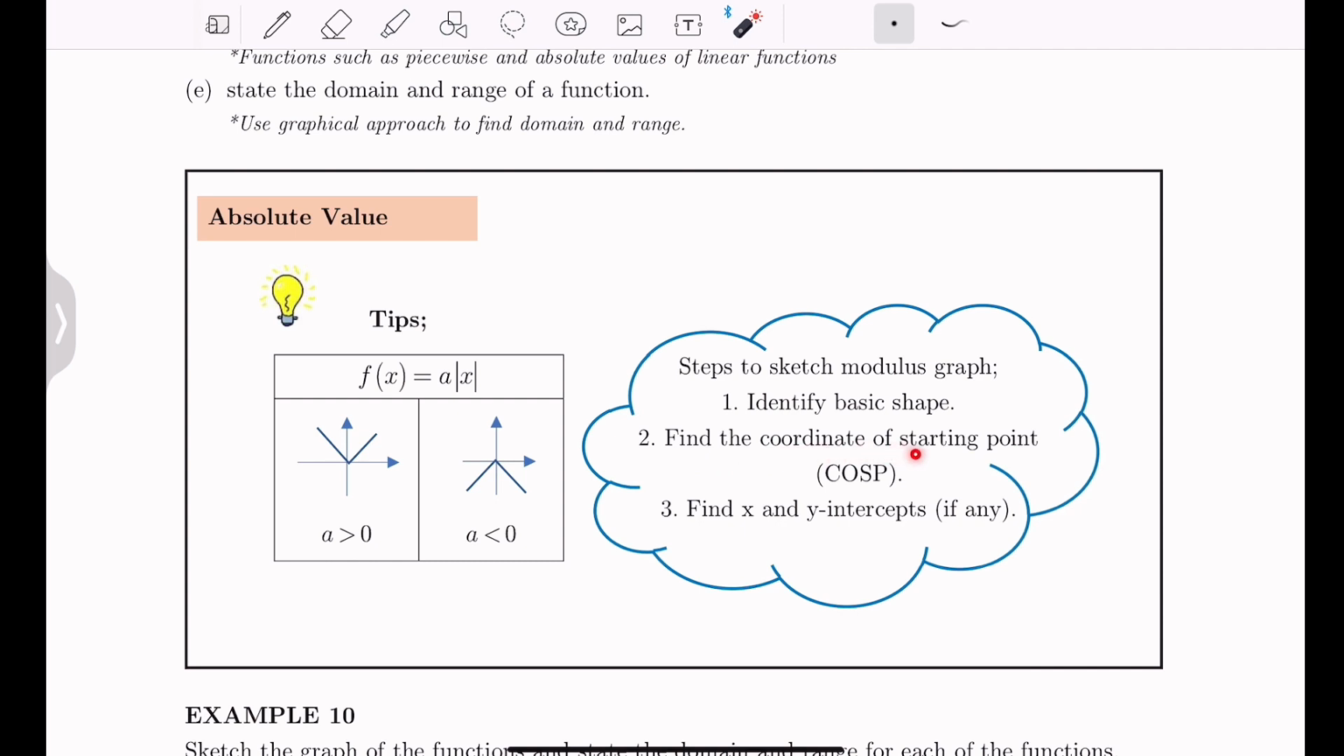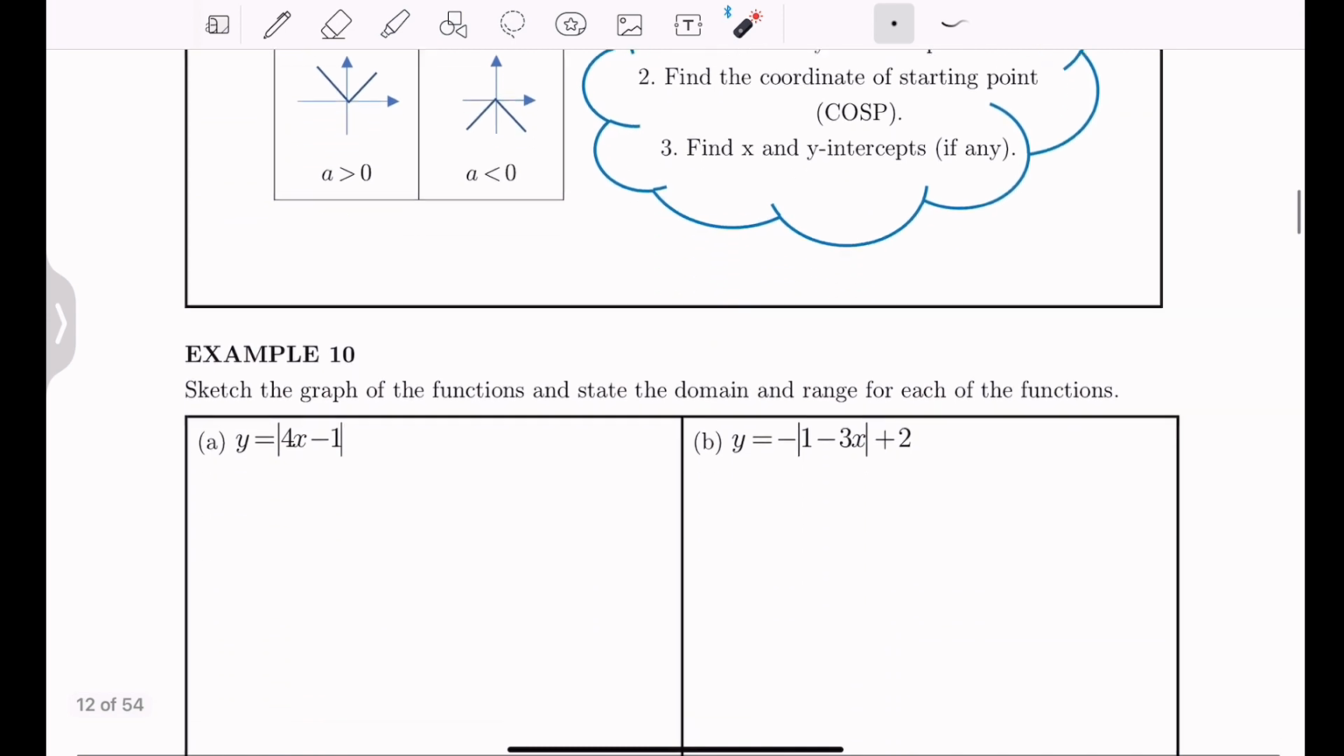The second step is to find the coordinate of the starting point. So what is the coordinate of the starting point? The vertex. Next step, we have to find the x and y intercepts if we need to.